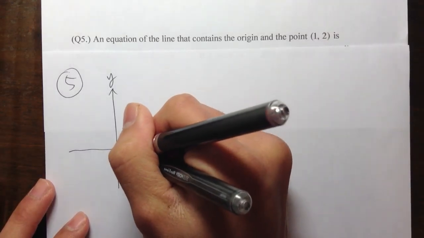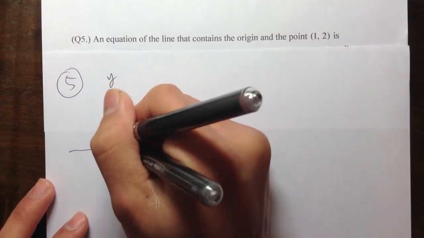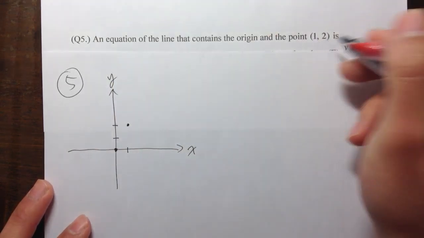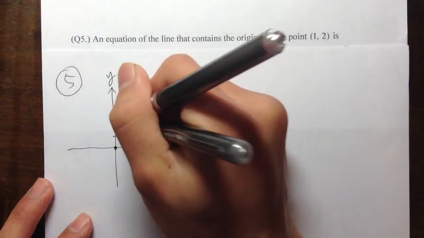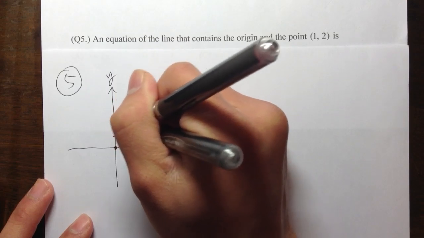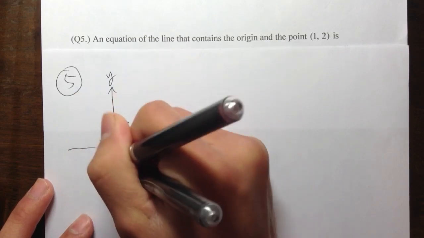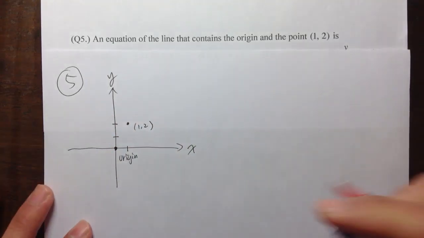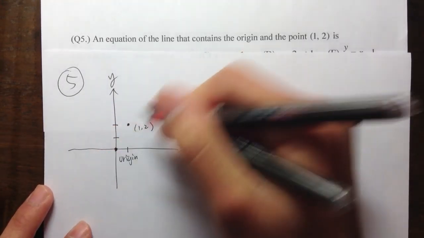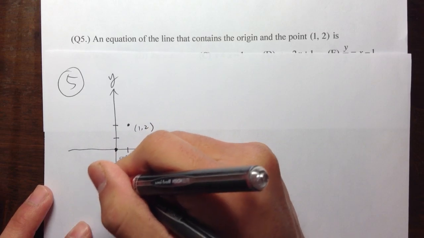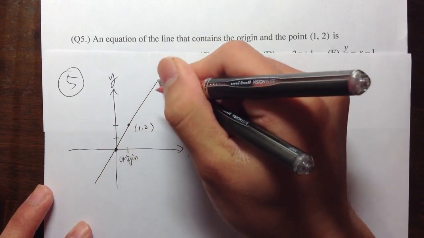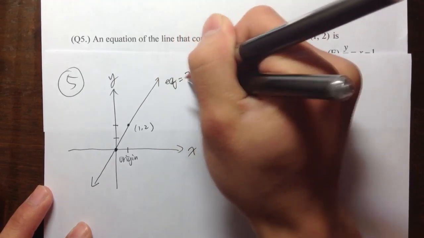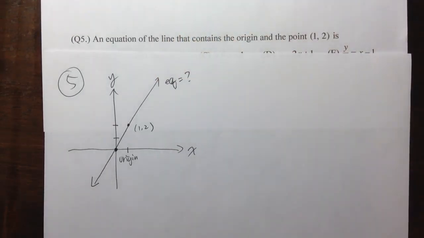So 1 for the x, so you go over 1 unit and then you want to go up 2 units. So this is the point (1, 2). Let me label this. This is (1, 2), and this right here is the origin. And then connect the 2 points with the line, and we get this. And our goal is to try to figure out what's the equation of this line.